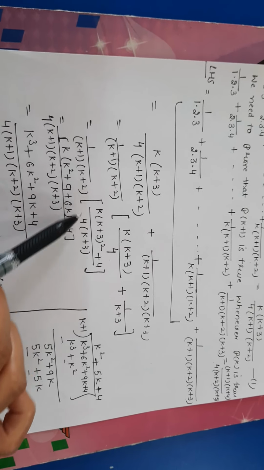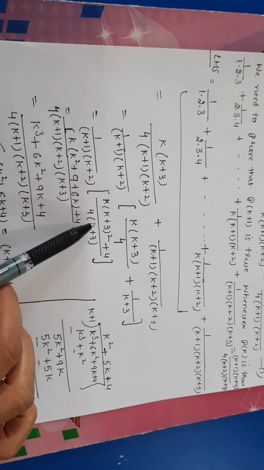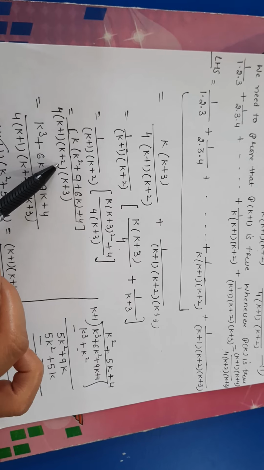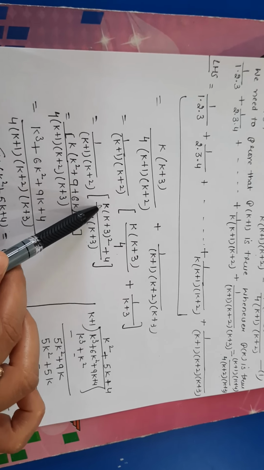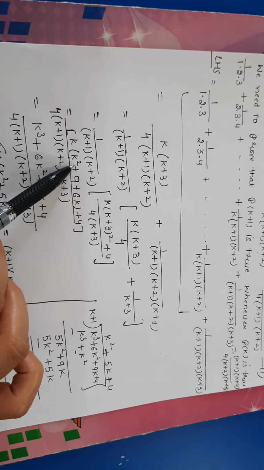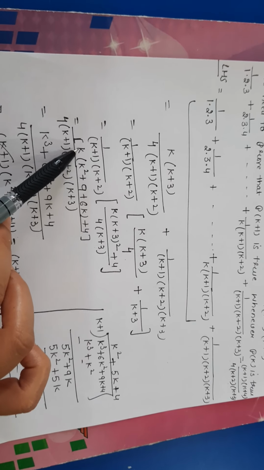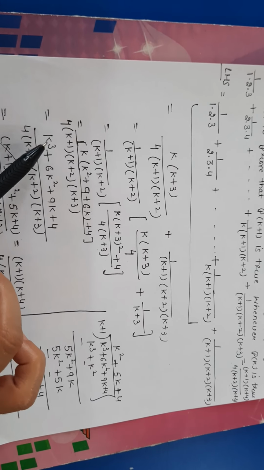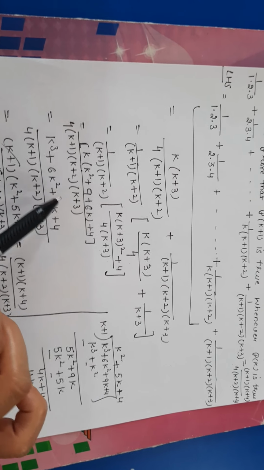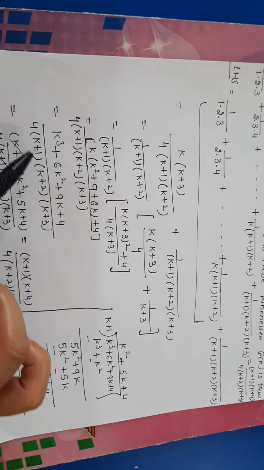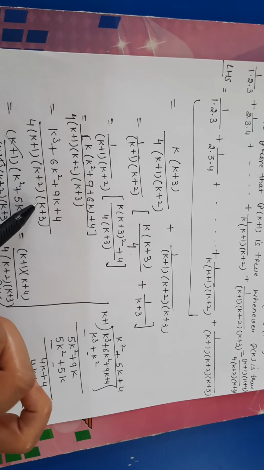Now write your denominator. The terms are in multiplication, so I am writing here 4 times k plus 1 into k plus 2 into k plus 3. Now simplify your numerator. This is k times, expand your square. You will have k square plus 9 plus 6k, plus 4. Now you have k times this. That means this is k cube plus 6k square plus 9k plus 4 divided by 4 into k plus 1 into k plus 2 into k plus 3.